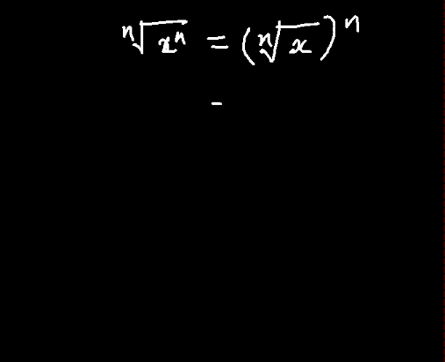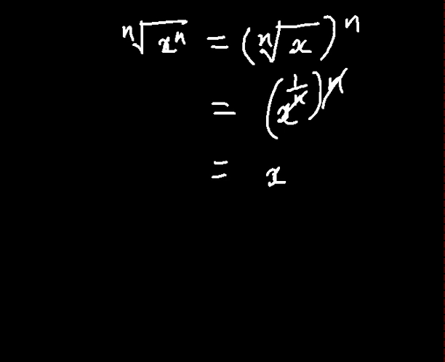And this is also the same as x to the power 1 over n, times the power n. So in this case, this n will cancel, and we have just a single x.